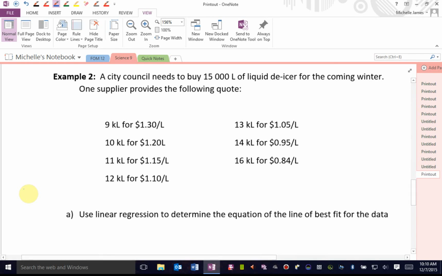So in order to calculate our line of best fit, we need to enter our data. So we have to figure out which is the dependent and which is the independent variable. And this one isn't as easy because which one depends on what? Time is my easy go-to. If it's time, like years, that's always my independent. But would you say that the amount of de-icer depends on the price, or the price depends on the amount? So which is my X and which is my Y? We will say this is my X, the amount, and the price is my Y.